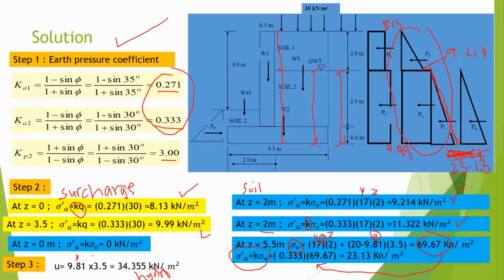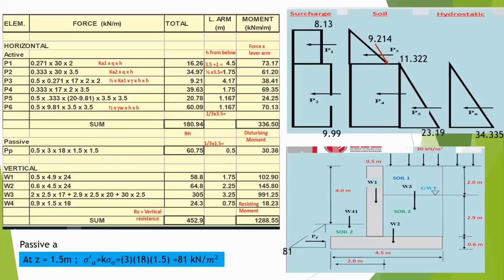So, 9.81 times the Z, 3.5 of this part. So, this is 34.35. This one. Okay. So, in summary, this is the surcharge, this is the soil, and this one is hydrostatic. Okay, easy. So, the first thing you need to do is to do the table.